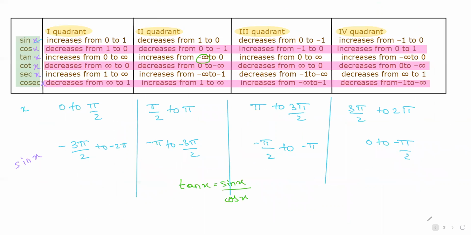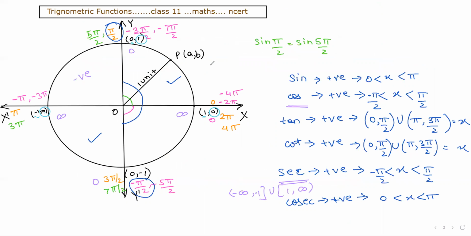What else do we have? Sec is 1 upon cos. So cos is over here 1. Let's write the values for sec for these quadrantal angles. 1 upon 1 is 1. 1 upon 0 is infinity. 1 upon minus 1 is minus 1. And 1 upon 0 is infinity.